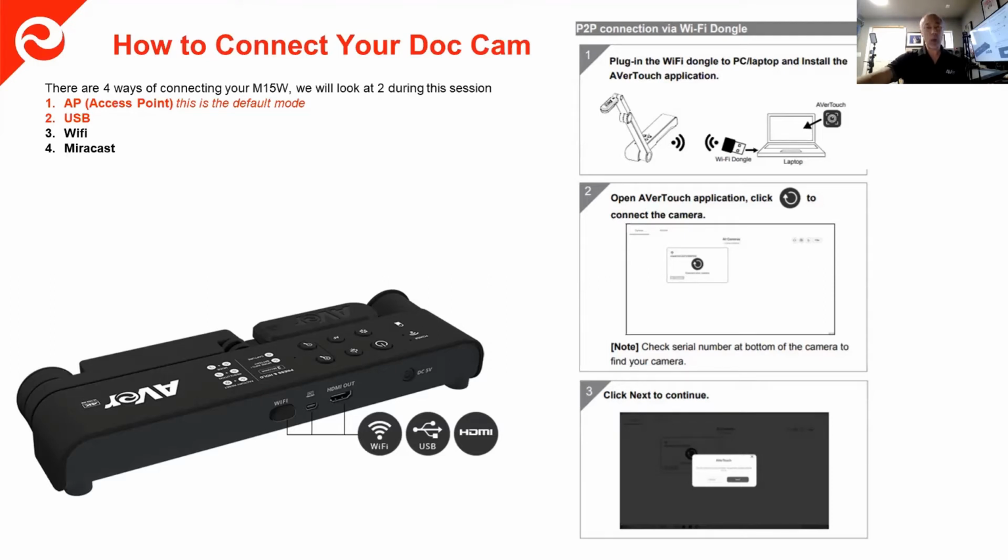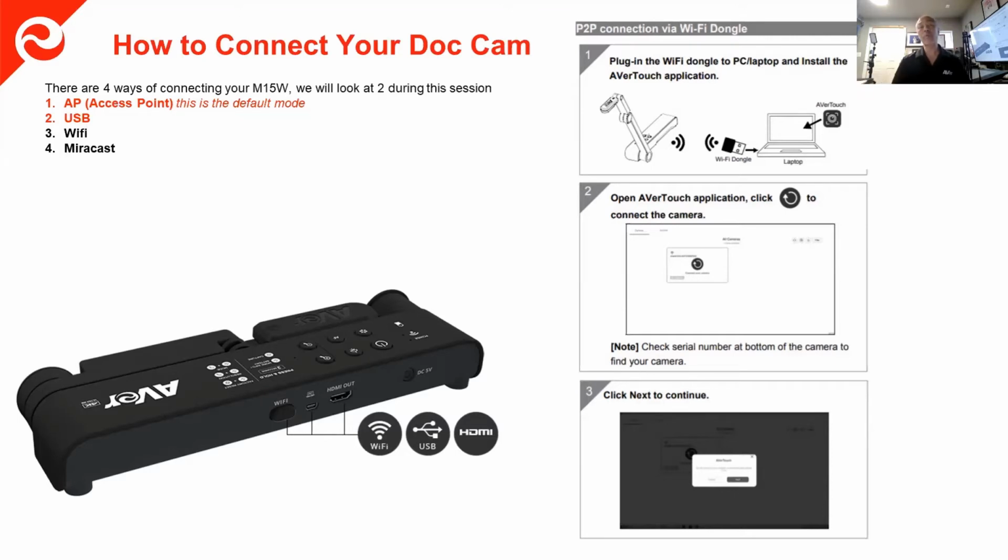Then we have Wi-Fi connection and Miracast. We'll go over the Wi-Fi and the Miracast probably in another video. So for today, I'm just going to talk about the AP, or the access point, and USB.